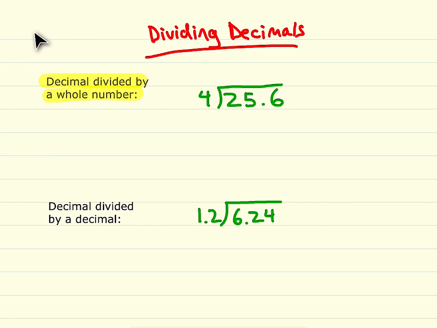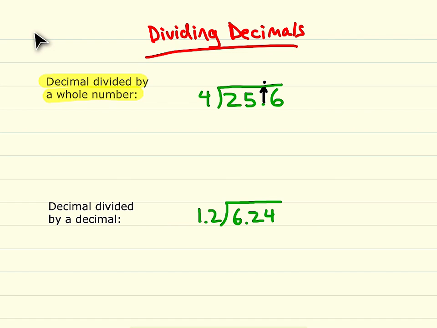So there's really only one rule you need to know for taking a decimal divided by a whole number. And that's you need to move your decimal straight up into your quotient right away. So just move your decimal straight up there. Now that your decimal is moved straight up, you just divide like normal.